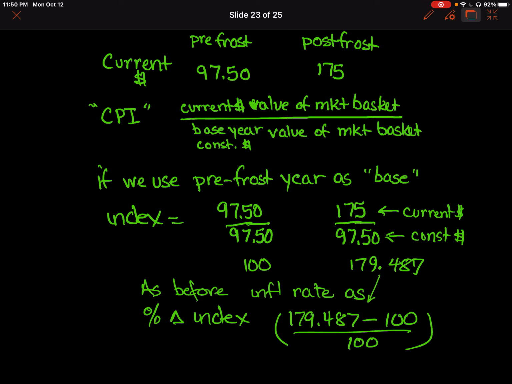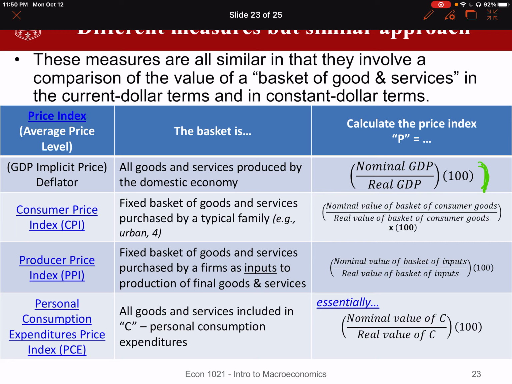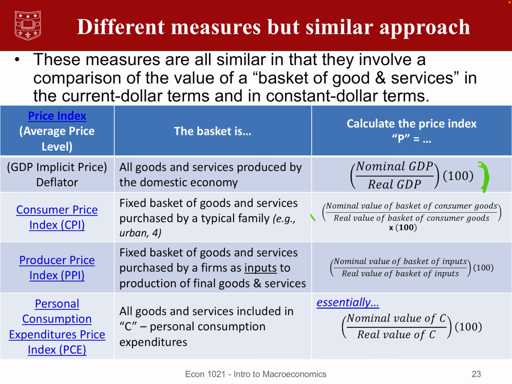So that, and this 100 is in there, multiplied by 100 to express it as a percentage. And that gives us the same number that we had before. So that's going to give us 79.49%, the same number that we had before. I want to emphasize that all of this is an aside, right? So it is to explain what I meant by this.